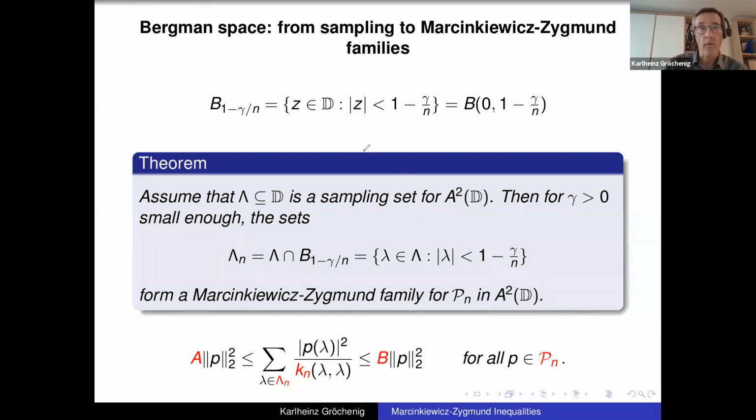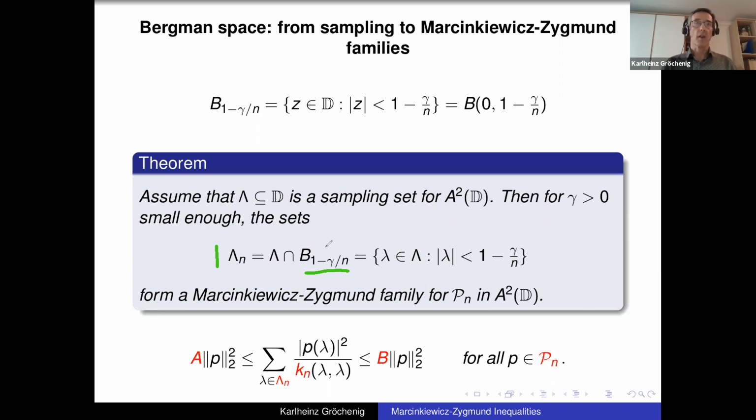If you start with a sampling set for a full Bergman space, then finite sections of the sampling set yield a Marcinkiewicz-Zygmund family. So precisely finite sections, you take, so you start with a sampling set for the full Bergman space. So you have a sampling inequality for all functions in Bergman space. And it's similar to this one here, except that all functions in Bergman space, and you delete all the n's, and you have a sampling inequality for all functions in Bergman space. Here you would have a lambda, and here would have the Bergman kernel. Okay, so you start with that. Now you truncate, you just take those points of the sampling set that are inside a disk of radius 1 minus gamma over n. So these are finitely many.